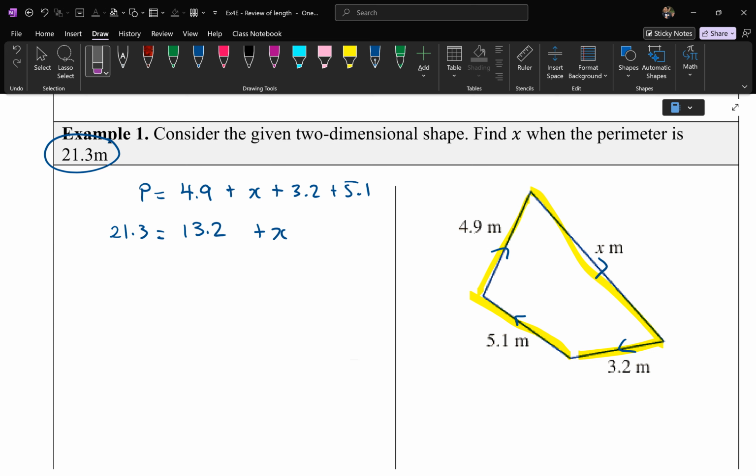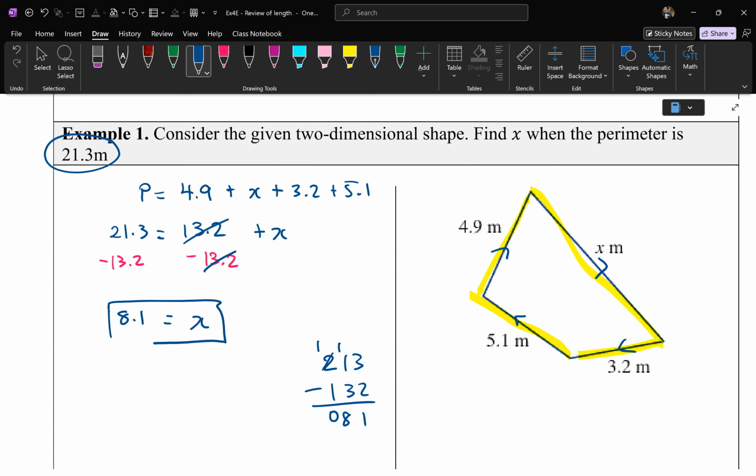Sean. Beautiful. That's positive 13.2. So take 13.2 on both sides. 13.2 take away 13.2 should be 0. So you got x left over. X will be equivalent to 21.3 take away 13.2. You can treat it as 213, take away 132 if you like. That's 1. 11 take away 3 is 8. So you expect about 8.1.